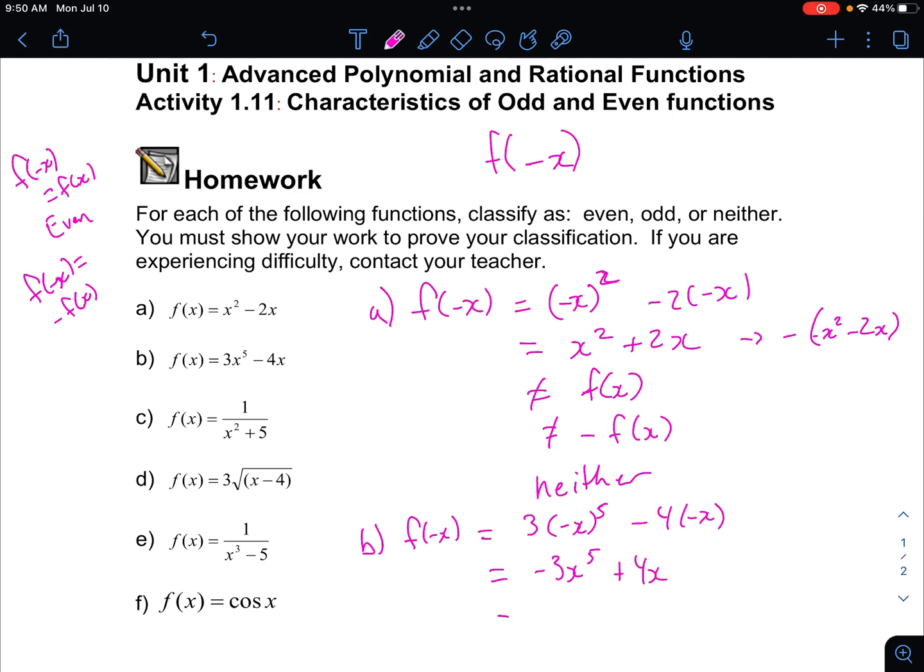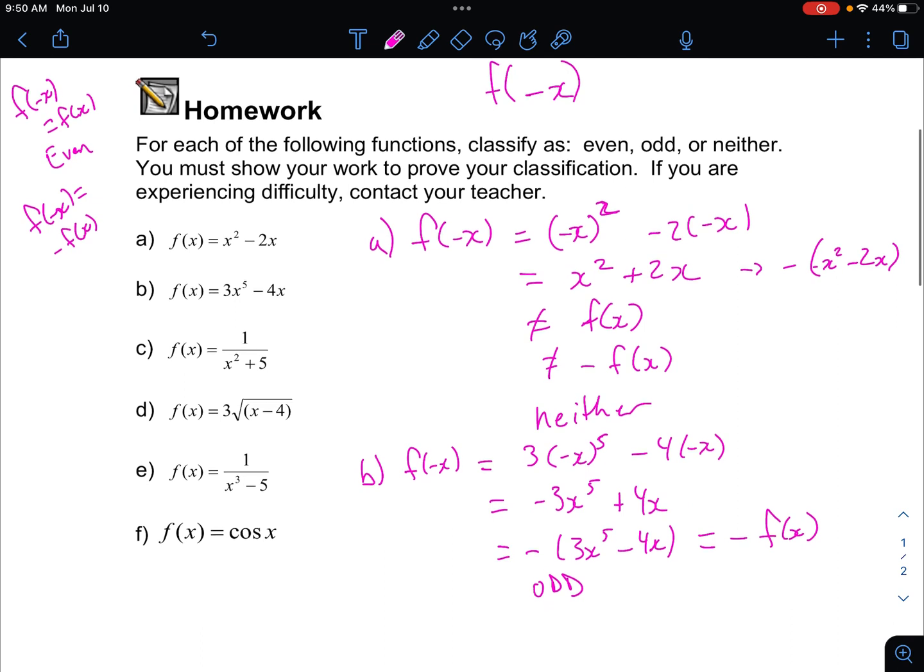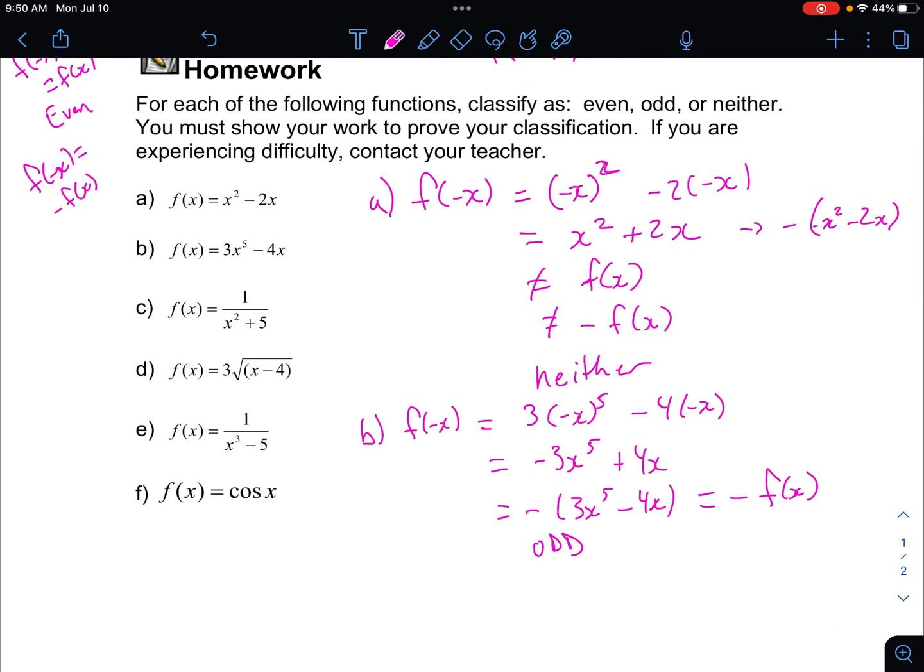Now this doesn't look like the original function either, but what we can do here is factor out a negative, and we get here our original function again. So this is equal to the negative version of our original function, so this would be odd. And that's how you do it for these ones. You plug in those values, and when you can factor out a negative one from there and get back the original function, it's odd. If it goes back to the original, you get an even function.